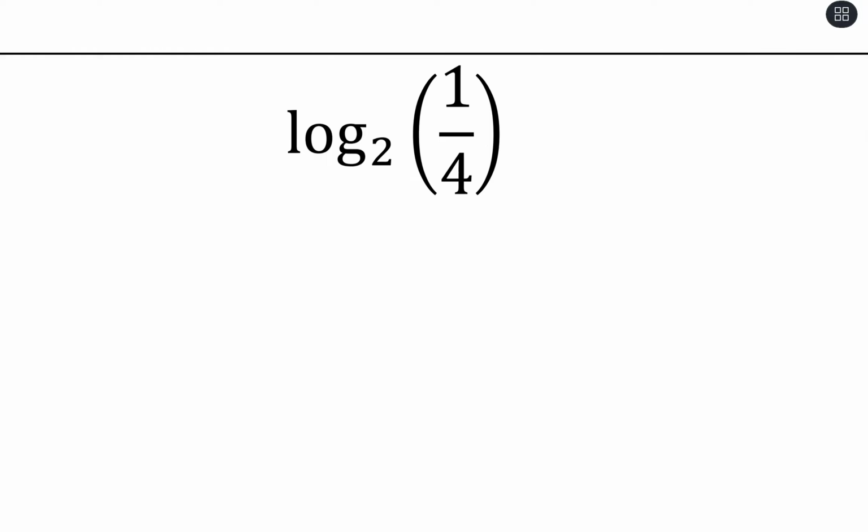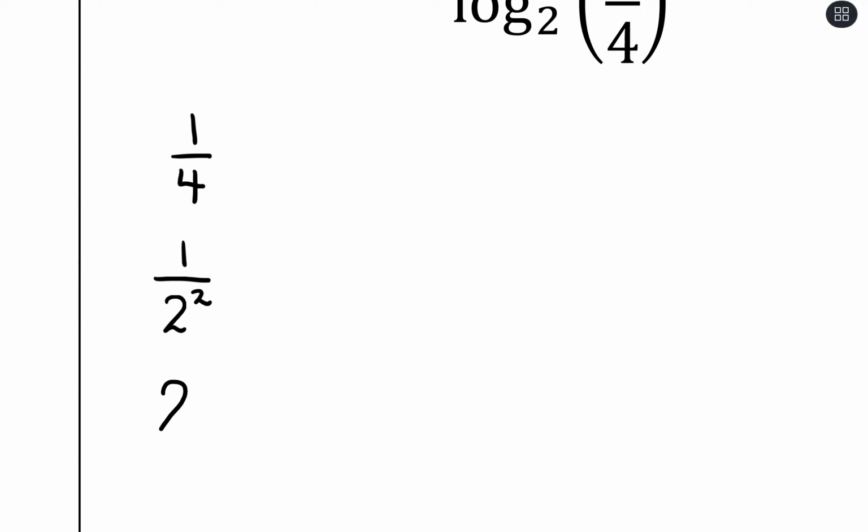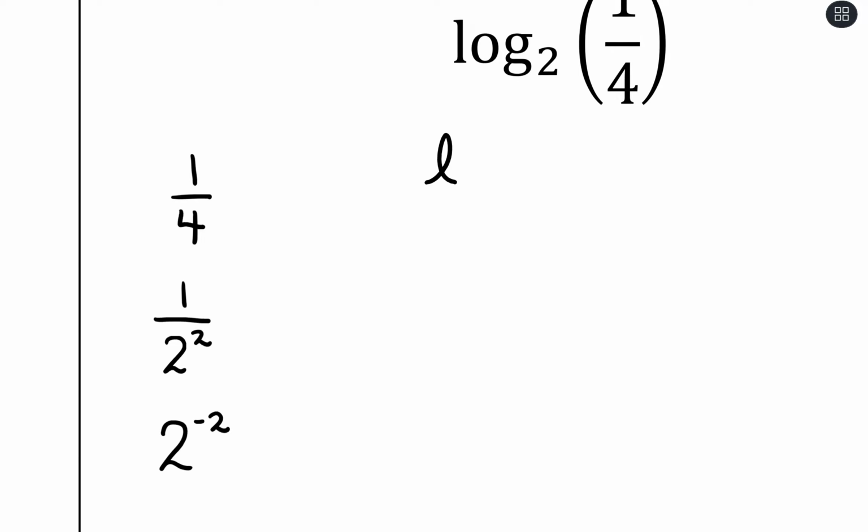Okay, a little tricky one here. And what could help is to think about how 1/4 works as a base 2. So what I could do is think of this as 1 over 2 squared, which is the same thing as 2 to the negative 2 power. All of those are the same thing. So if I wanted to, I could rewrite this as log base 2 of 2 to the negative 2 power. And with that, I'm seeing the exponent that I need on 2 is a negative 2.